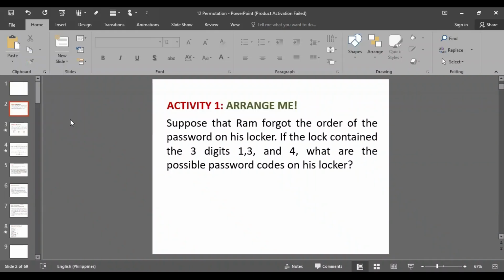Okay, let's start this lesson video with this activity. Let us consider this situation. Suppose that Ram forgot the order of the password on his locker. If the lock contained the 3 digits 1, 3, and 4, what are the possible password codes on his locker? So in how many ways can we arrange these 3 numbers? Okay, please pause the video and think of the possible password codes on his locker.